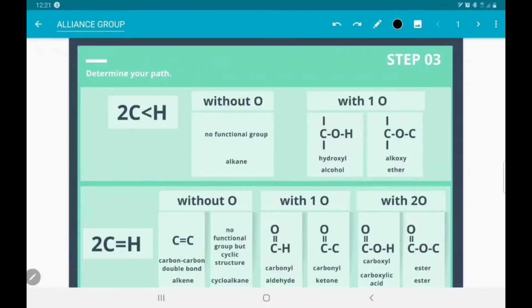Step number 3, determine your path. So we have 2C less than H, so we take the above path. 2C less than H and we have no oxygen. 2C less than H means all single bonds and without oxygen, so the compound has no functional group and the compound is an alkane.